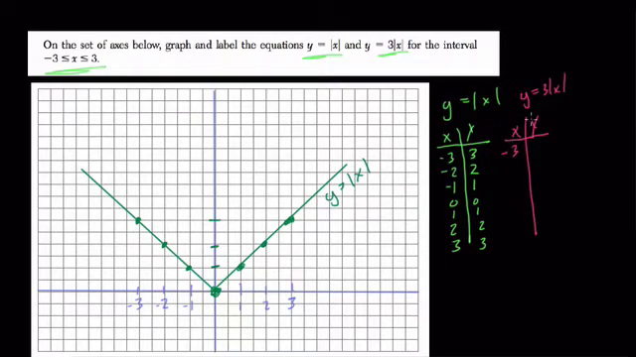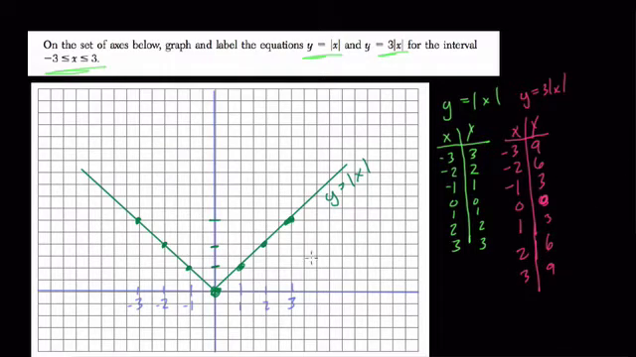We plug in -3, we plug that into the absolute value, so that becomes 3, times 3 becomes 9. -2, absolute value of that is 2, times 3 is 6. -1, the absolute value of that is 1, times 3 is 3. 0 times 3 is 0. 1 times 3 is 3 again. 2 times 3 is 6, right? Because the absolute value of 2 is still 2. 3 times 3 is 9.